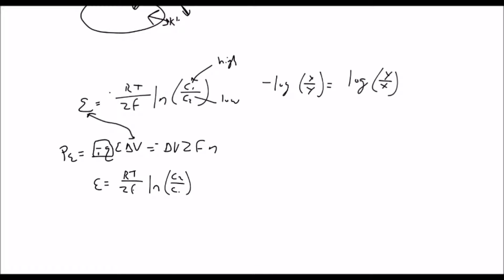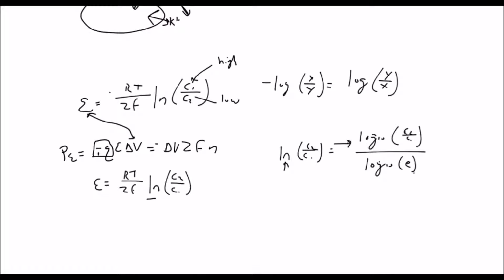So now let's get rid of the natural log and turn it into a log base 10. Why? Because nobody likes working with natural logs. And you'll remember that because the natural log is really log to the base e, where e is Euler's number, we can convert that to log base 10 with the following format. So log base 10 of the concentration gradient divided by log base 10 of Euler's number. Now log base 10 of Euler's number is equal to approximately 0.434. And since we're dividing by 0.434, that's the same as multiplying by 2.3, or the inverse.